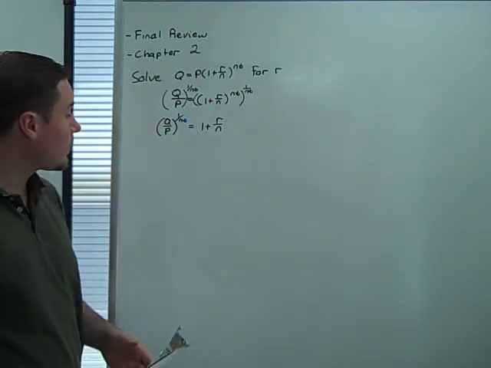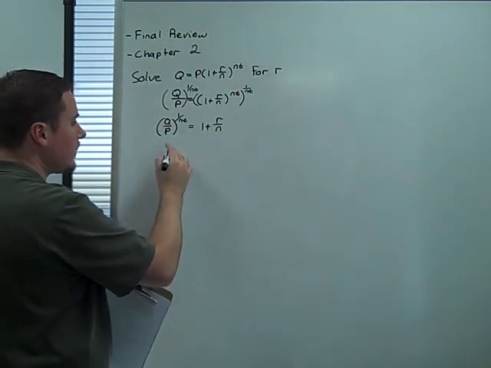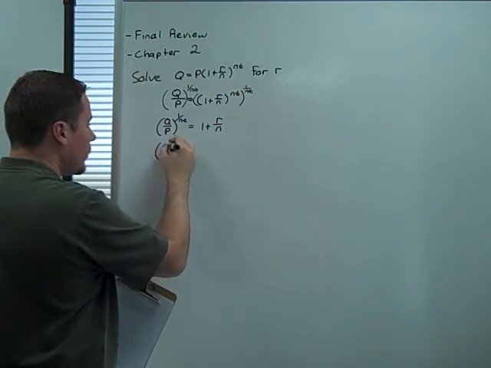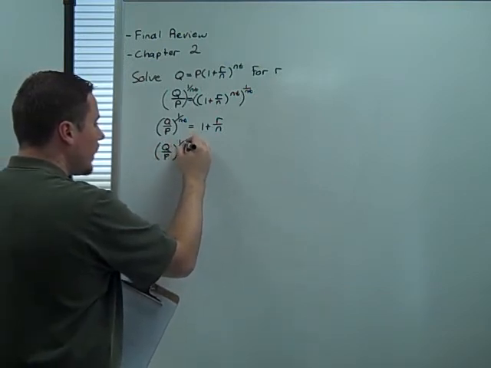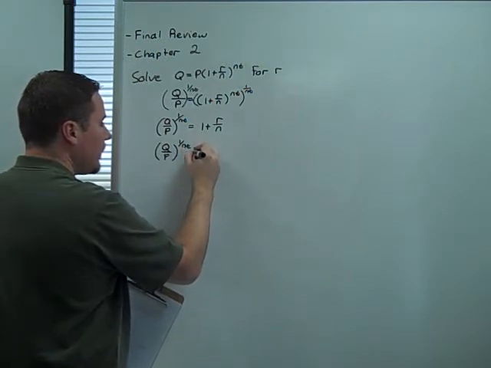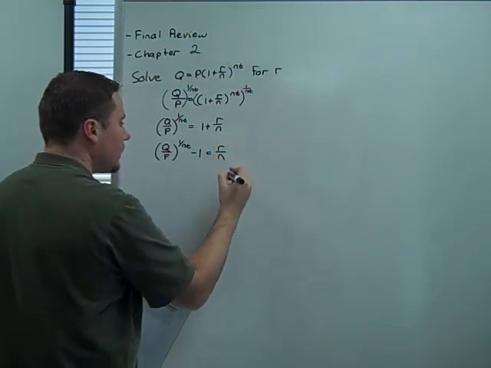So now we have to just subtract 1, because that's standing in the way between us and our R. So we do Q over P to the 1 over NT minus 1 equals R over N.